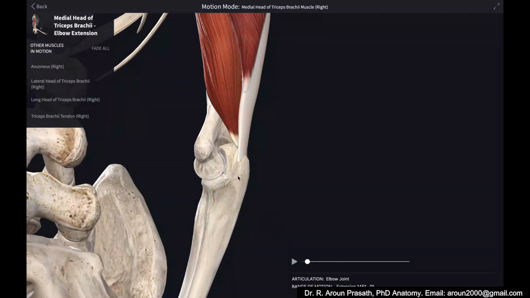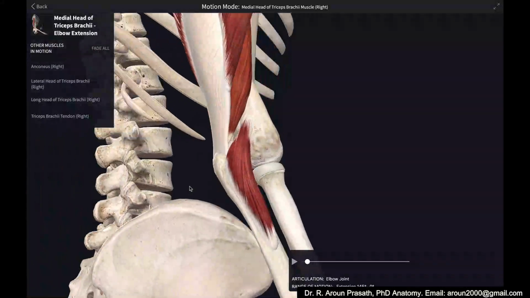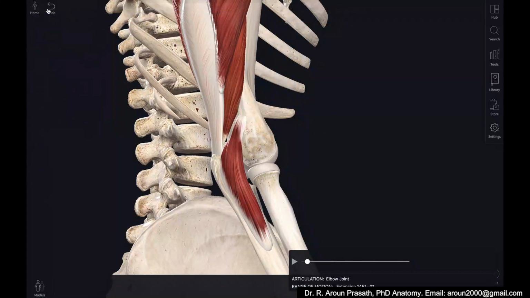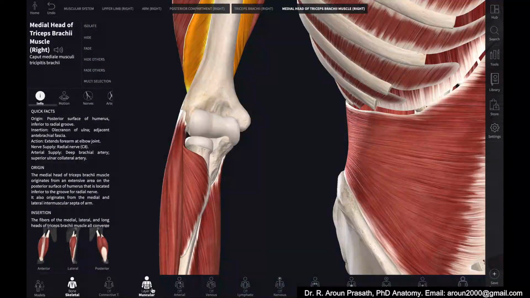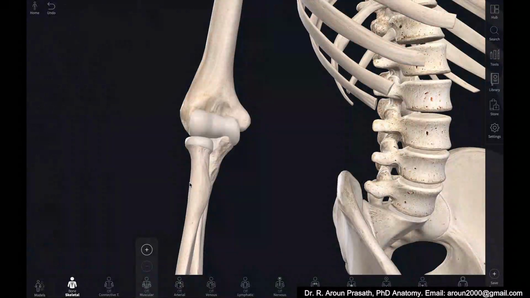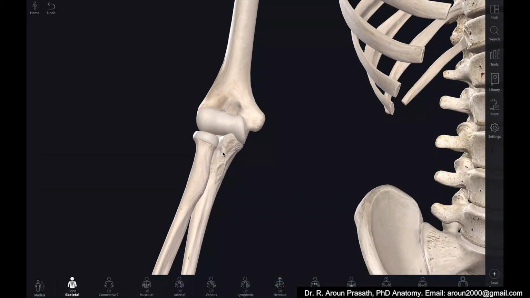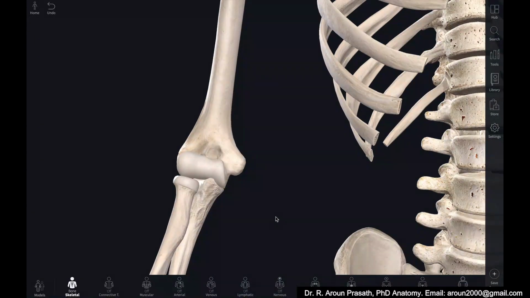So the hyperextension is prevented by locking of this olecranon process on the olecranon fossa of the humerus. Okay, this is what you have to understand in this elbow articulating region. But anyhow, we will see this joint separately. You will have a better understanding.